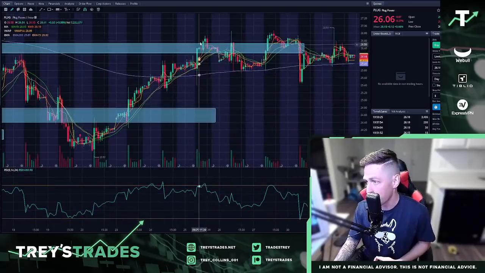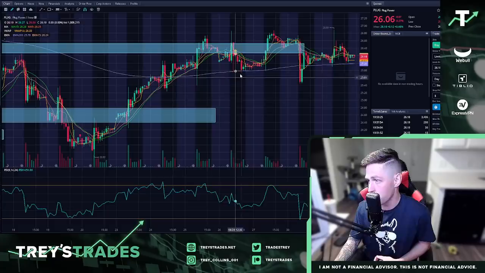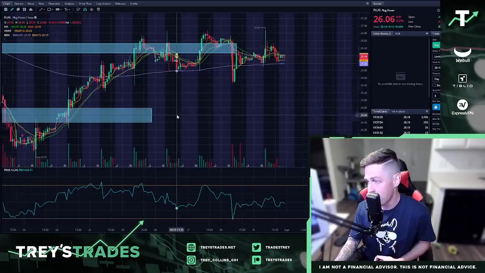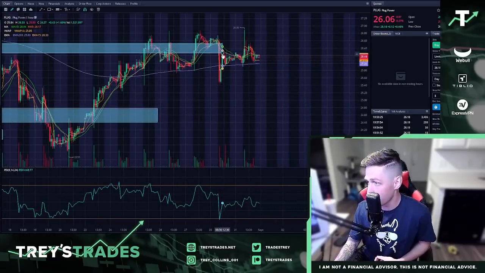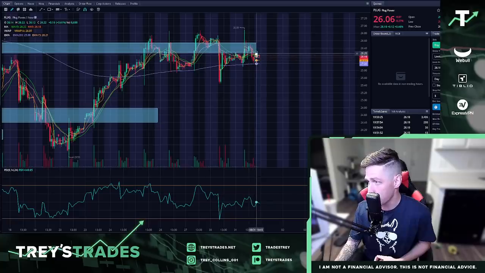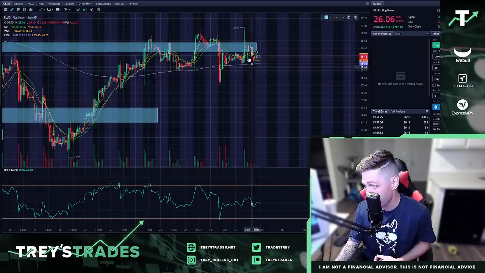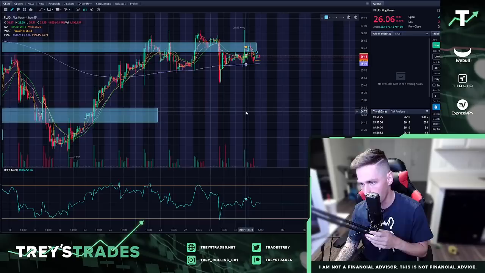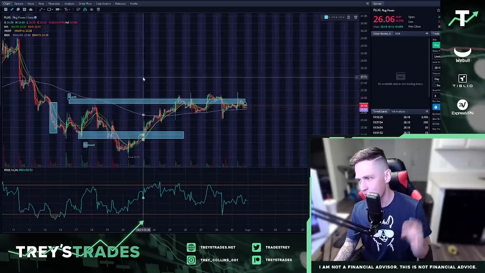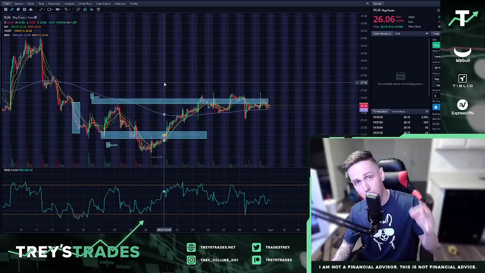What happened here? Rejected above that zone. Big push to the downside. You can see exactly what I'm talking about. If we extend this even a little bit further, you can see exactly what happened today. Big push to the downside. False breakout of that overall supply zone. So now you can understand and grasp where this actually comes in handy.